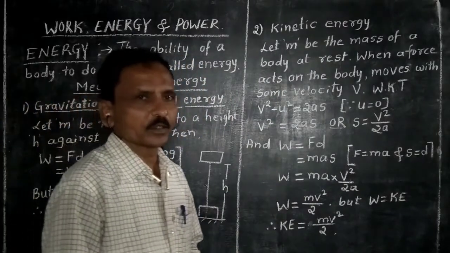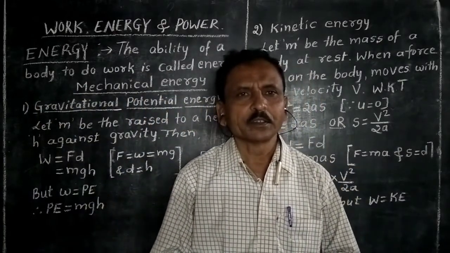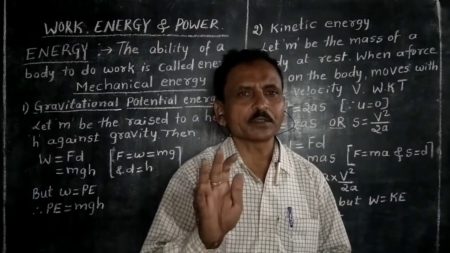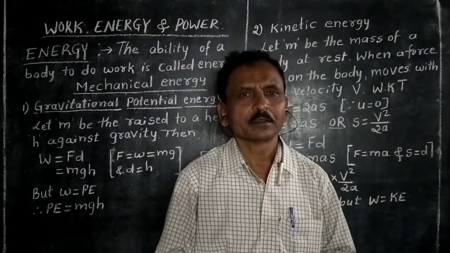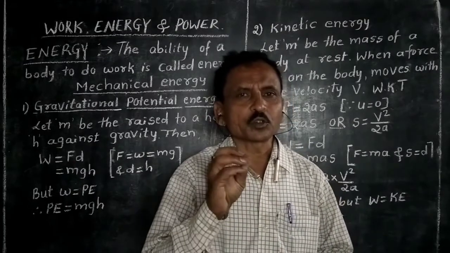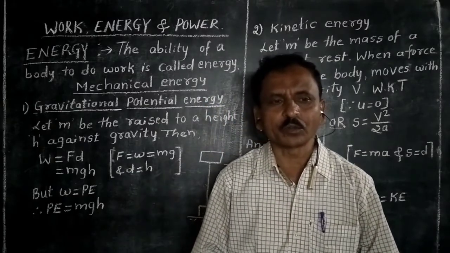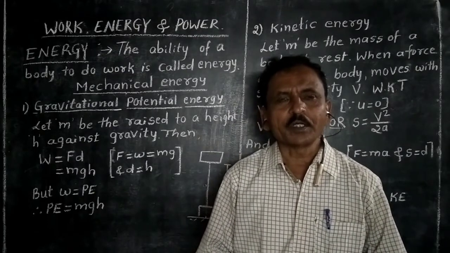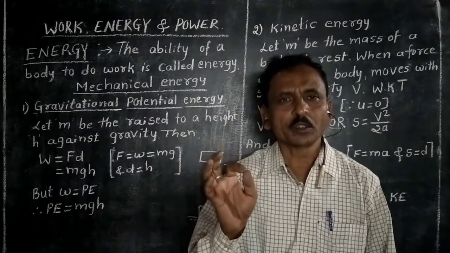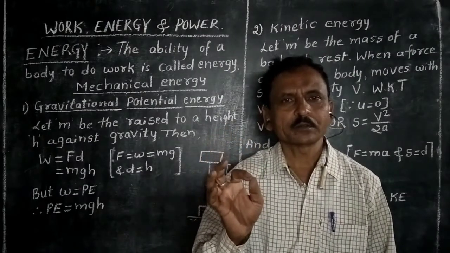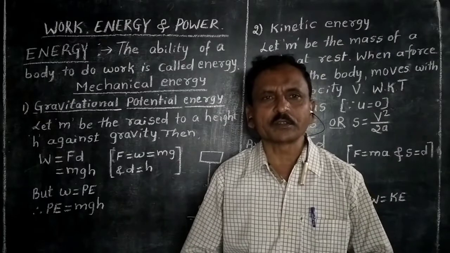Work and energy are interconvertible. When energy is spent, work is done, and when work is done, it is stored in the body as energy. Therefore, energy is the capacity to do work. The capacity of a body to do work is called energy. And there are different types of energies.